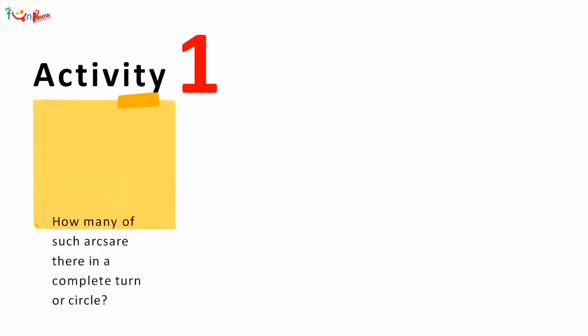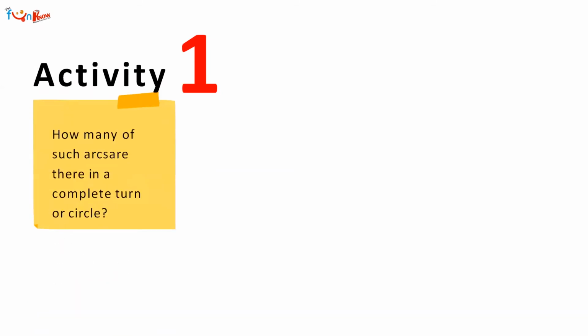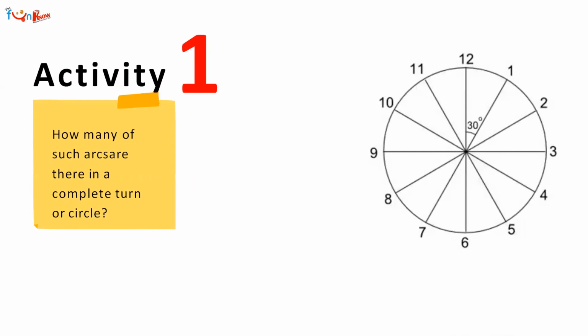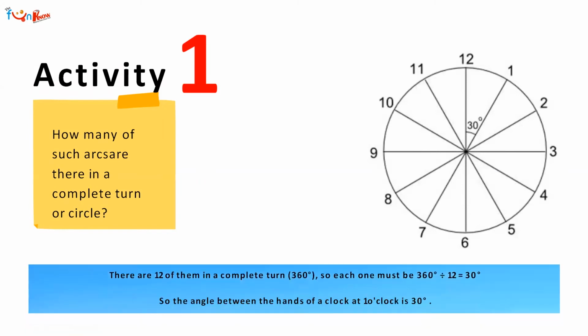So let's do the first activity. How many of such arcs are there in a complete turn? So we are talking about this arc. We already know there are 12 arcs and they all total make up to 360 degrees. Okay.